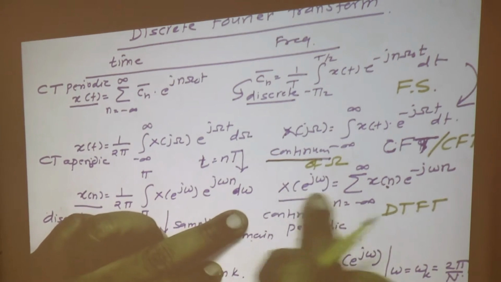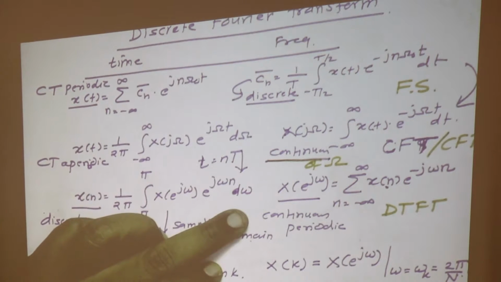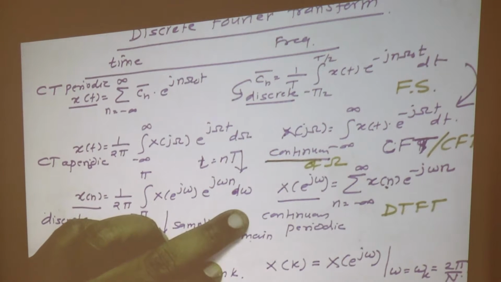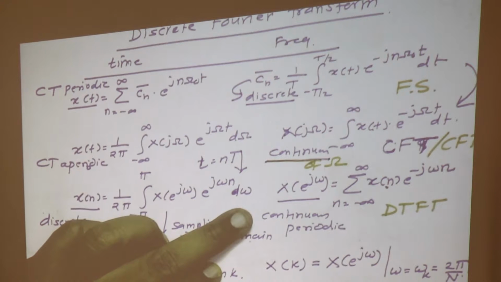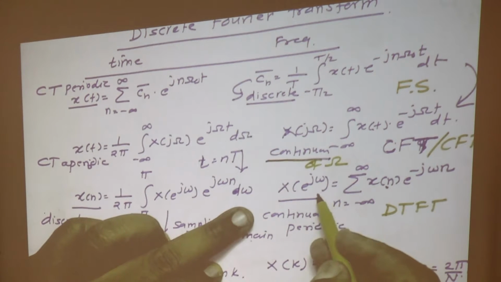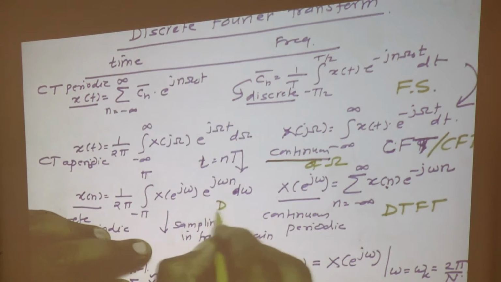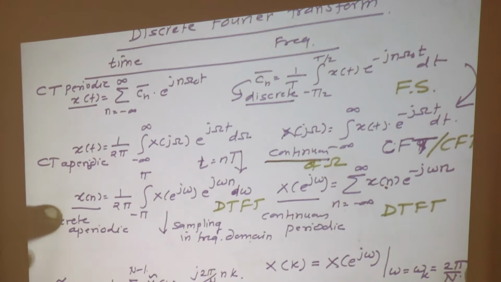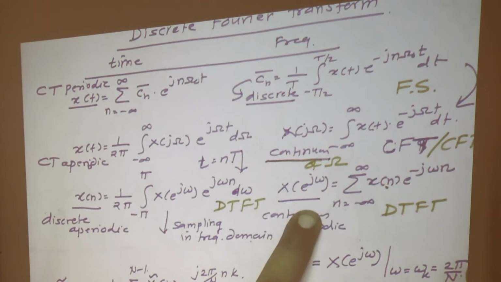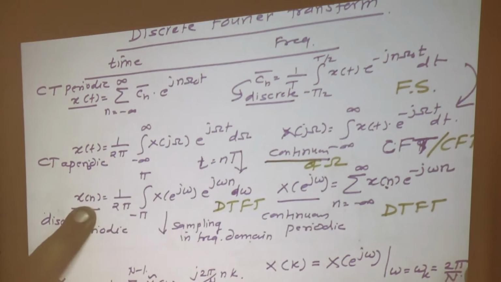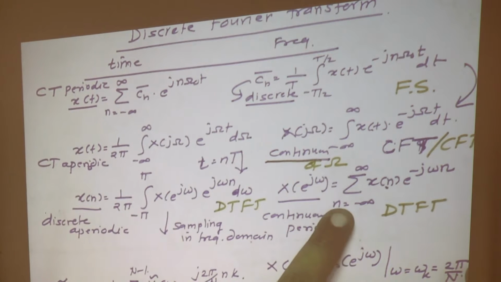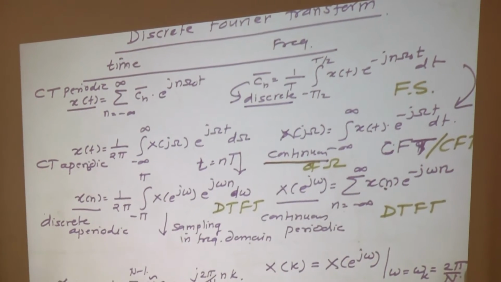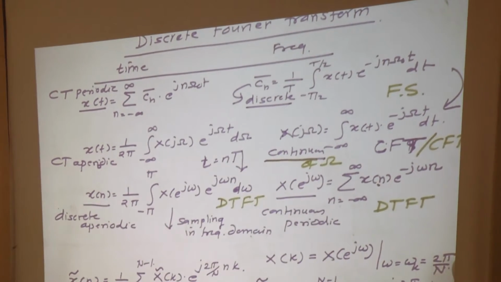So this X of e to the power j omega, irrespective of whatever the function is, u[n], n, 1, sin omega 0 t, sin 2 omega 0 t, is always periodic with period 2 pi. That's the typical characteristic of the discrete time Fourier transform. In the DTFT, this became discrete aperiodic, and this became continuous and periodic. Discreteness in the time domain has the impact of periodicity in the frequency domain. Now the importance of frequency range has been limited to minus pi to plus pi.